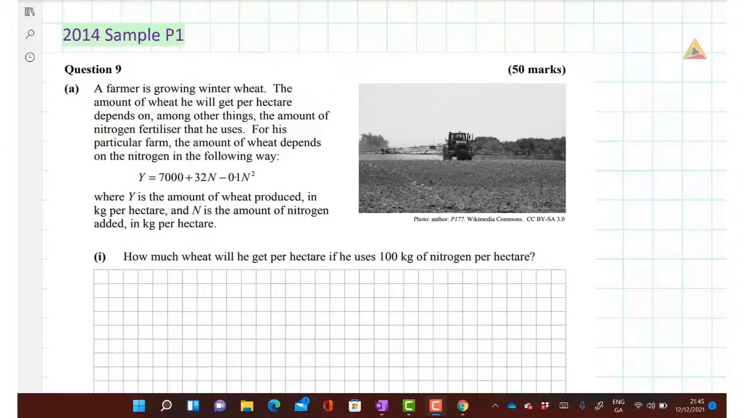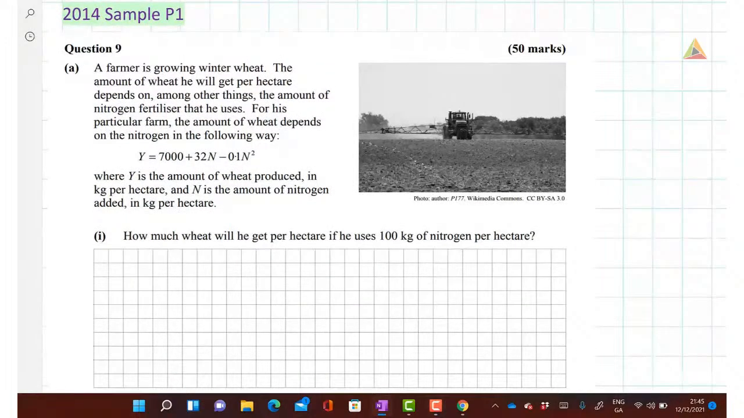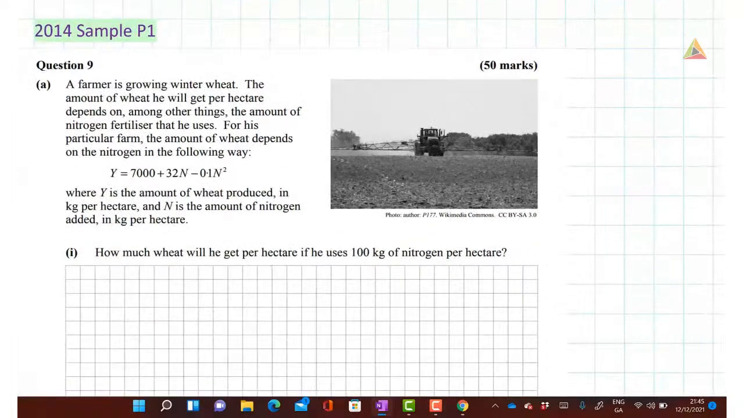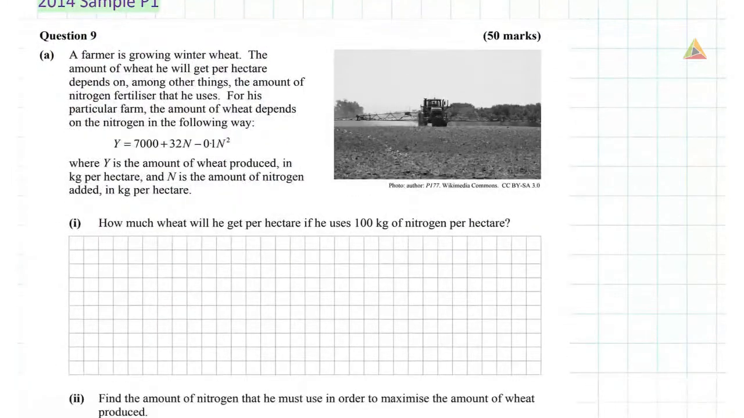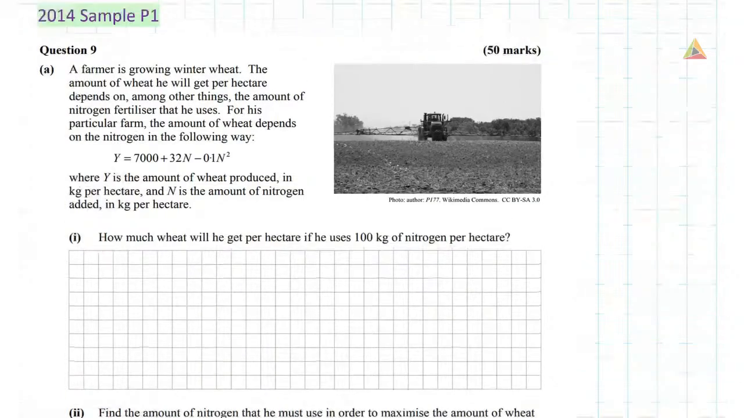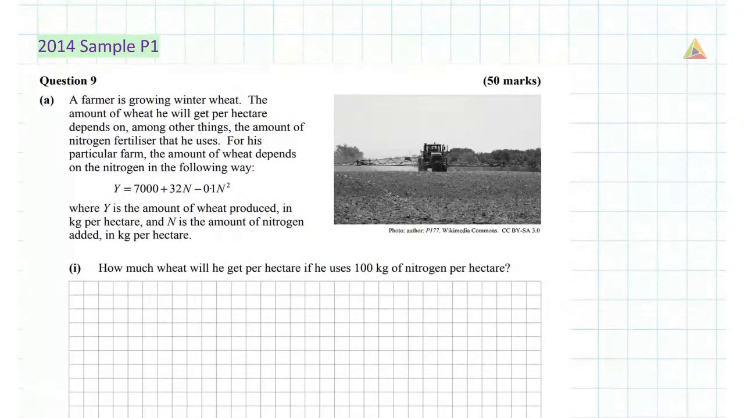Okay, and finally, we're going to have a look at 2014 sample paper 1 and it's question 9.